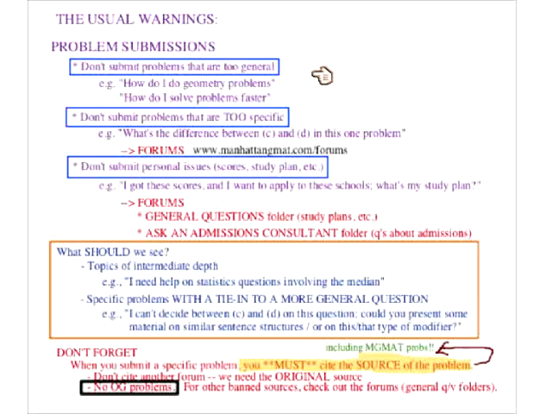Don't submit problems that are too general. In other words, if you submit something that is basically an entire area of the test, we can't really use that. So if you say, how do I do geometry problems? Great, but we can't cover all of geometry in 1 hour and a half. So please be a little bit more specific with that.